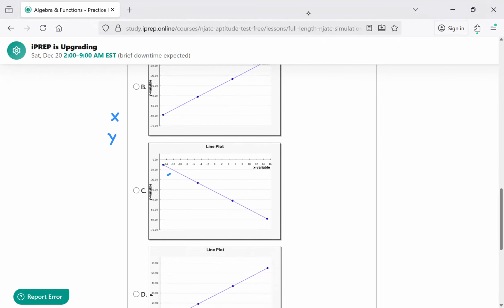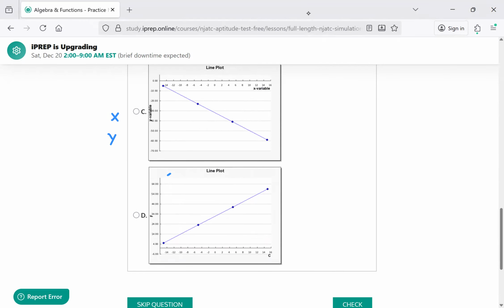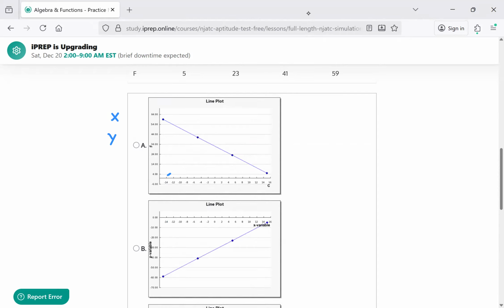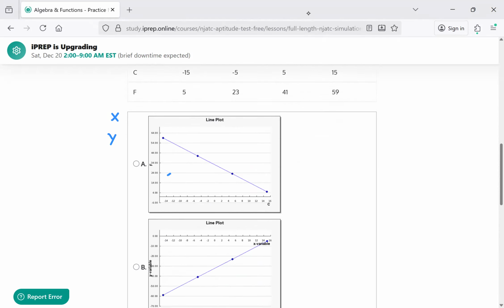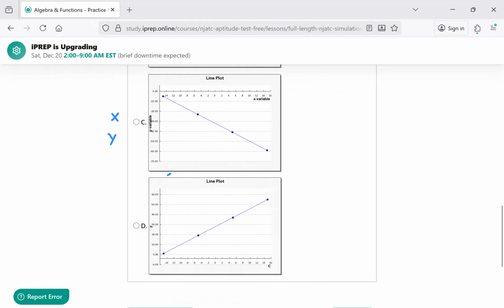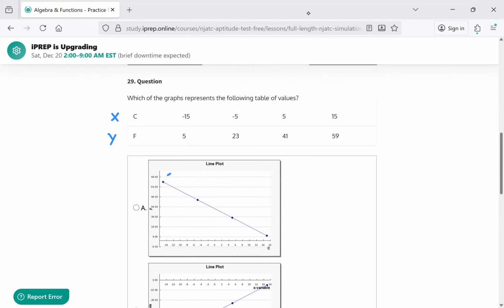So it's not C. It must be D, because if you look at the coordinates, at the x value C of -15, it spits out a y value of +5. So is that true? Here's -15. Yes, that's true. So it's going to be D. Yep, that's all you've got to do.